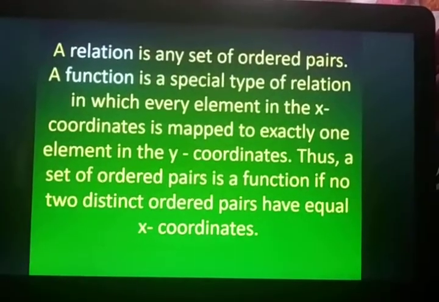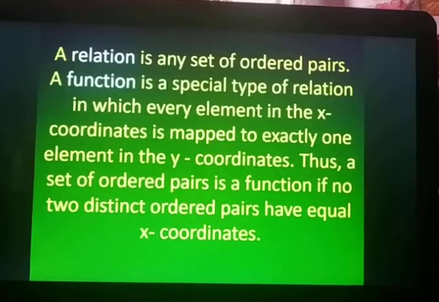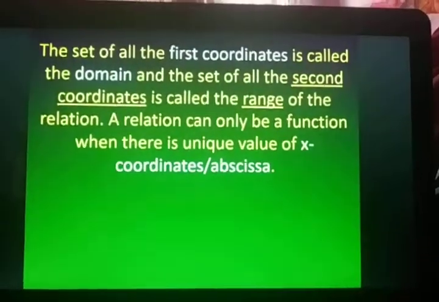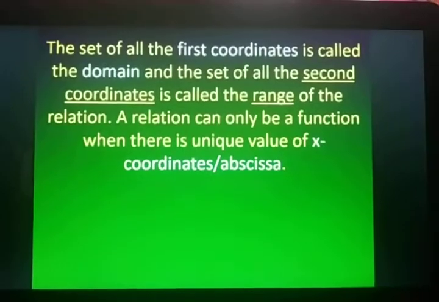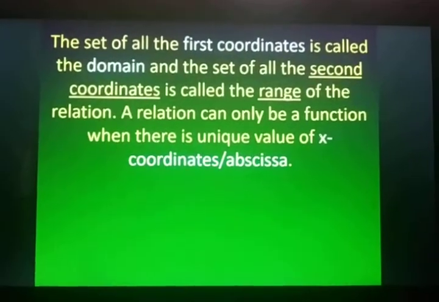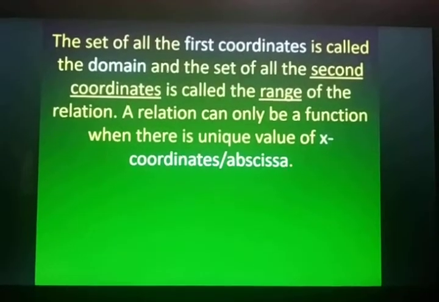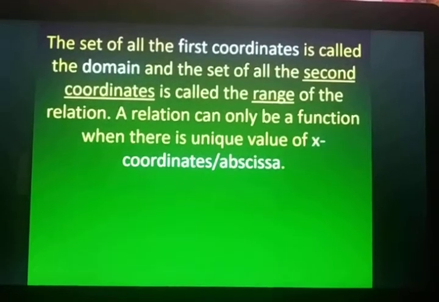So let us give focus to the x-coordinates. The set of all the first coordinates, or the first numbers that you can see in the ordered pairs, is called the domain. Those are the x values. And the set of all the second coordinates is called the range. The second coordinates refer to the y values. We call it range of the relation.